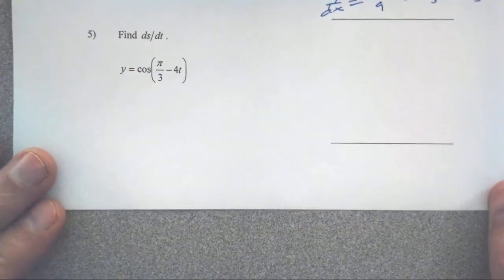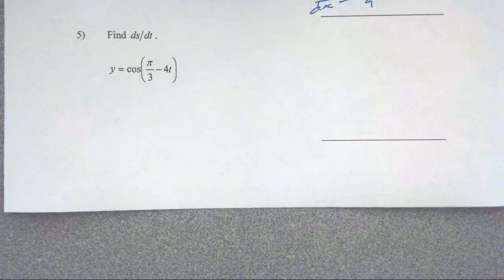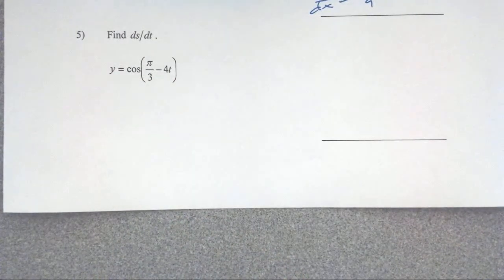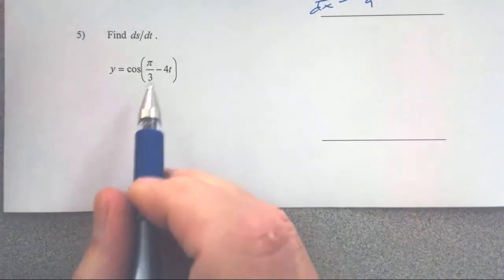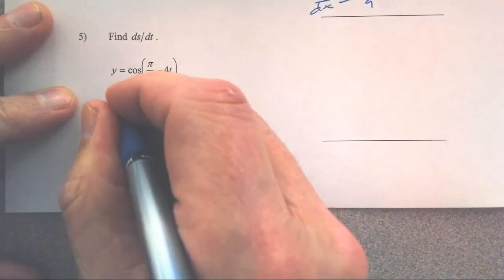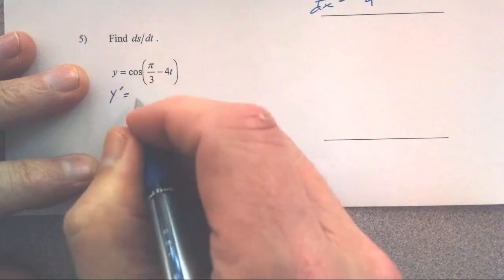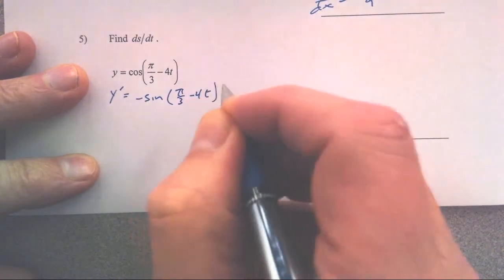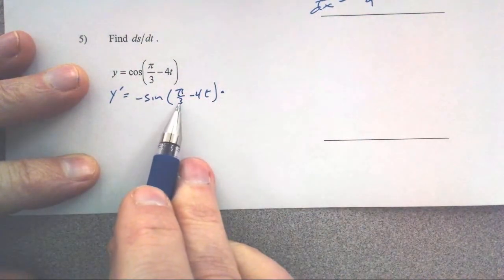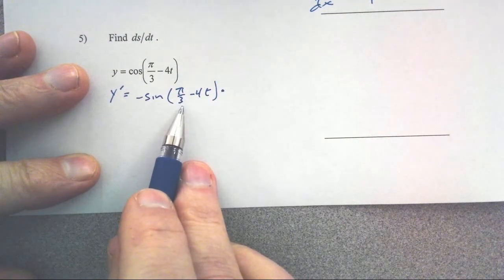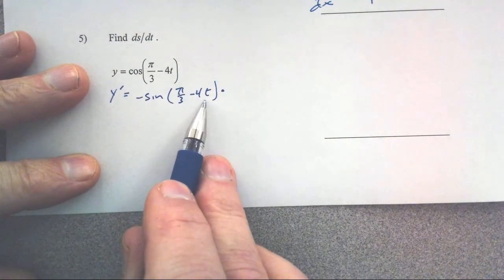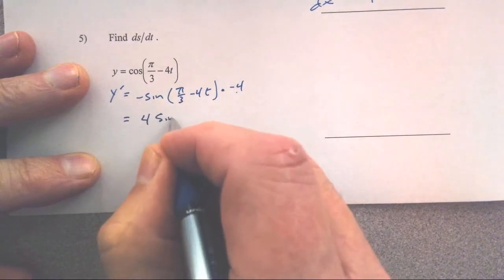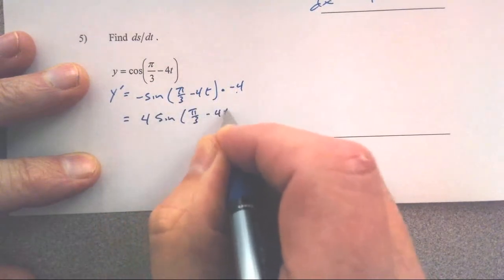Okay, this one, better be alert to this, because we have rules for instance, cosine of a difference. And the nice thing is this is going to turn into sine when I take the derivative. So I'm going to take the derivative just as it is, and I get y prime equals, this would be the negative sine of my inside function, pi on 3 minus 4t, times the inside derivative. Derivative of pi on 3 is a constant, so the derivative of that is 0. Derivative of negative 4t is negative 4. So that is positive 4 sine of pi on 3 minus 4t.